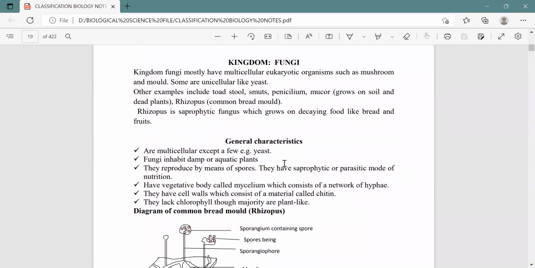Moving on to another class, that is fungi. These are multicellular eukaryotes that include the mushrooms and the molds. The toadstool, which you know, smuts, Penicillium, Mucor, Rhizopus, the common bread mold, are examples of fungi, organisms belonging to fungi.